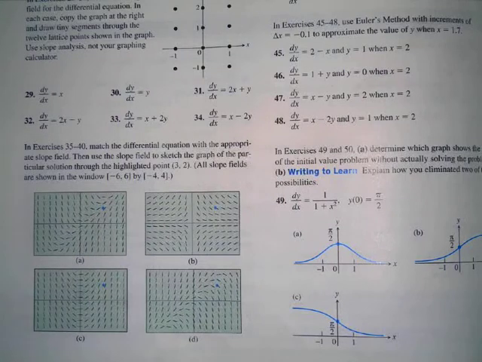And then on 40, y would be undefined when y is 0. When y is 0, my slope is undefined.